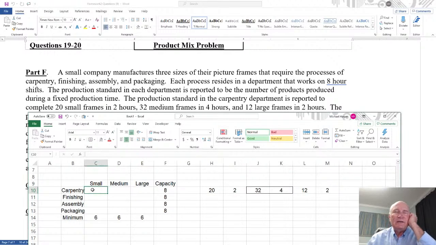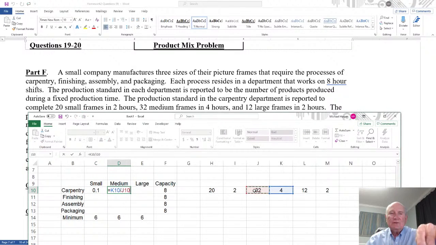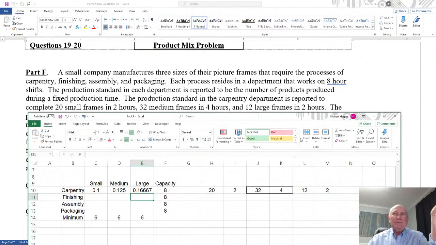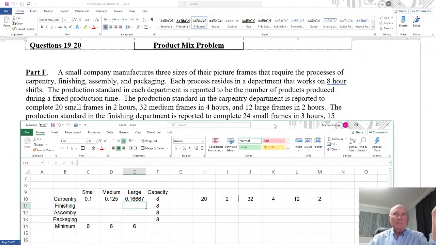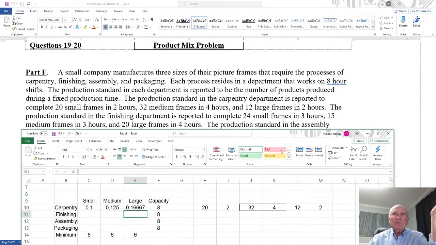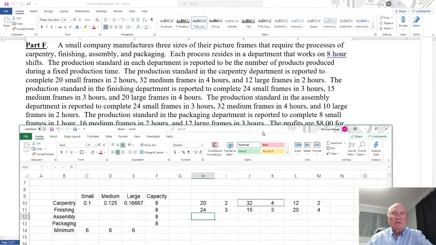So remember, what we need here is hours per frame, not frames per hour. So this is going to equal 2 divided by 20. The medium is going to equal 4 divided by 32, and the large is going to equal 2 divided by 12, right? Now that we have that set up, the finishing department is here: 24/3, 24/3, 15/3, and 24.